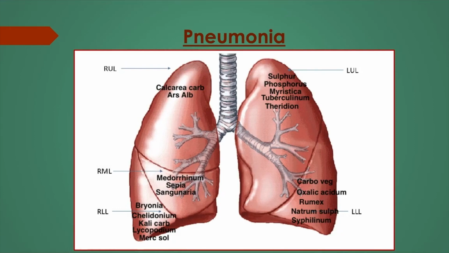In left upper lobe, sulfur, phosphorus, myristica, tuberculinum, and pteridium. Pneumonia in left lower lobe, carbo vegetabilis, oxalic acid, rumex, natrum sulphuricum, and syphilinum.